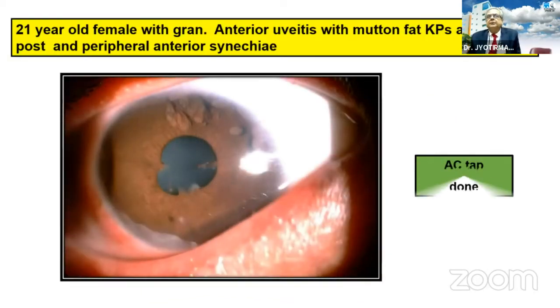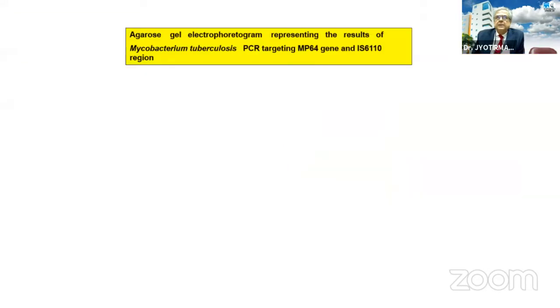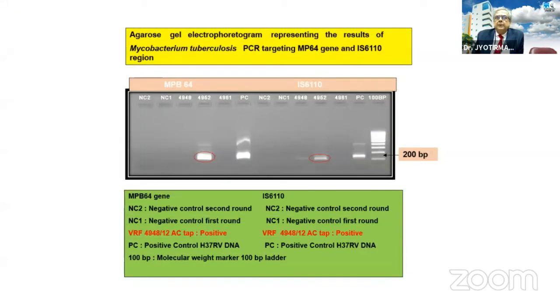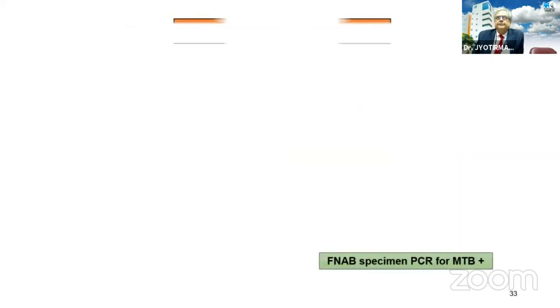This is a case of a 21-year-old female with granulomatous anterior uveitis with mutton-fat KPs, broad posterior and peripheral anterior synechiae. Laboratory tests were not very confirmatory. I went ahead with the anterior chamber tap, and the PCR for Mycobacterium tuberculosis showed both MPB64 and IS6110 regions positive.